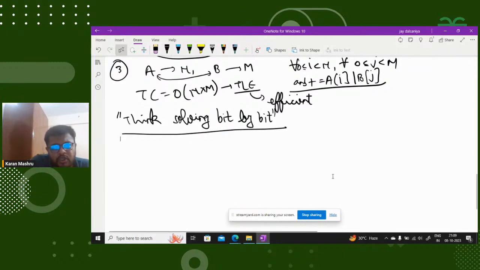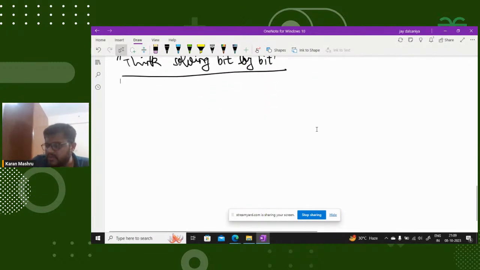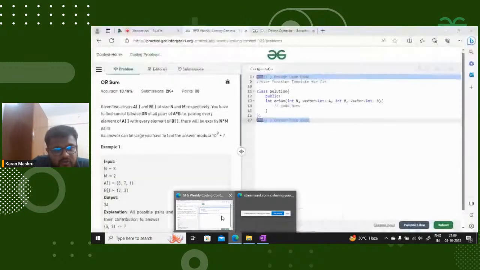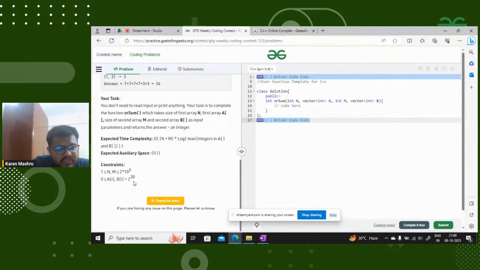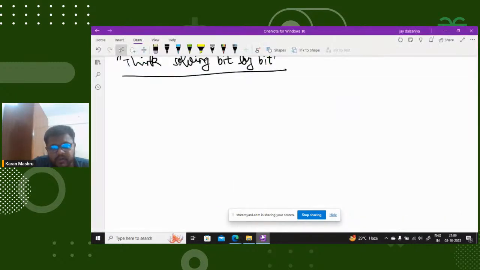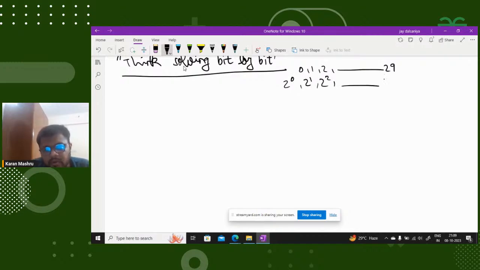So in this question, what is the range of numbers? I think it goes up to 2^30, so it is less than 2^30. The bit numbers will be from 0, 1, 2, 3 up to 29, right? The first bit has value 2^0, the next 2^1, the next 2^2, up to the last bit having value 2^29.